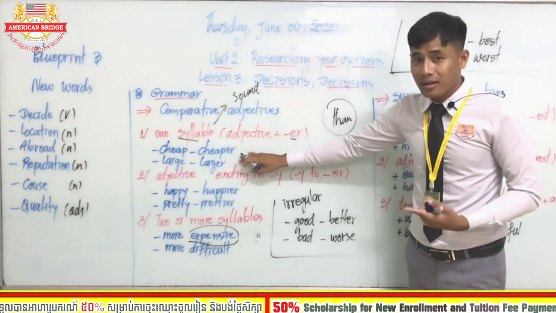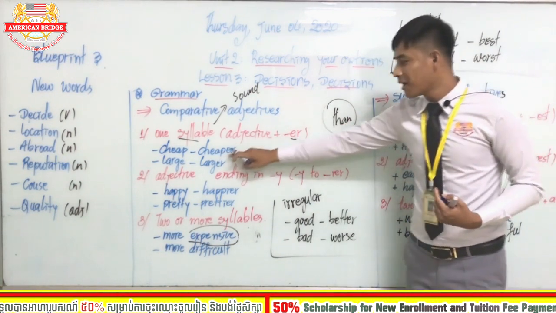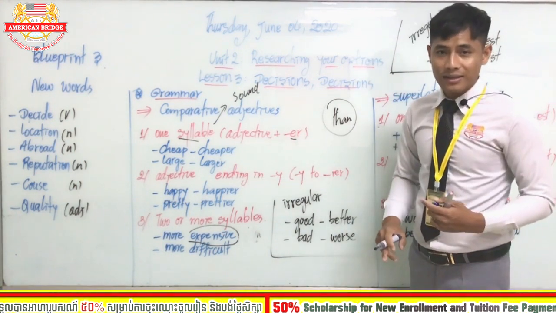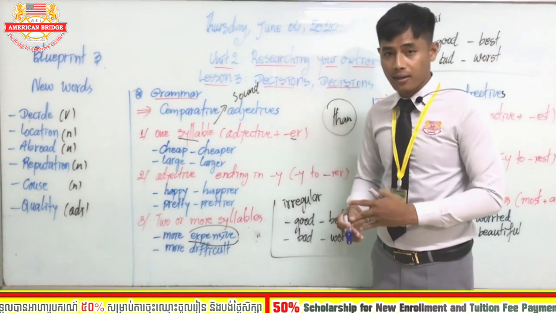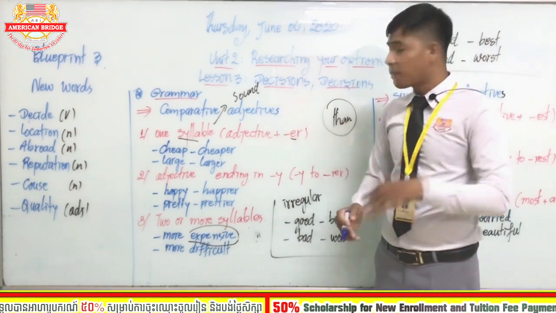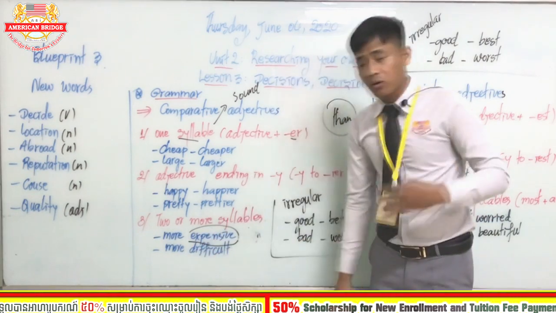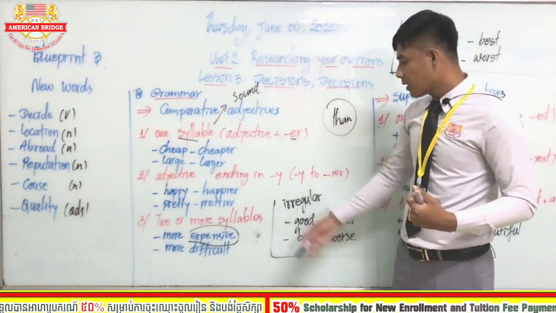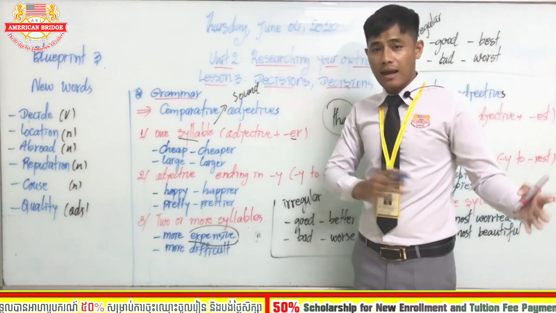Blue marker is cheaper than red marker. Okay. So this is what we use to compare a thing with a thing. So we call it comparative adjective. Next, more difficult. So we can say something is more difficult than another thing.